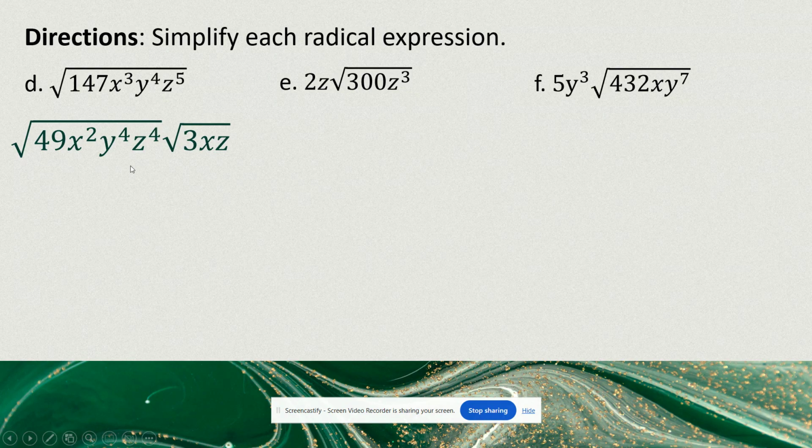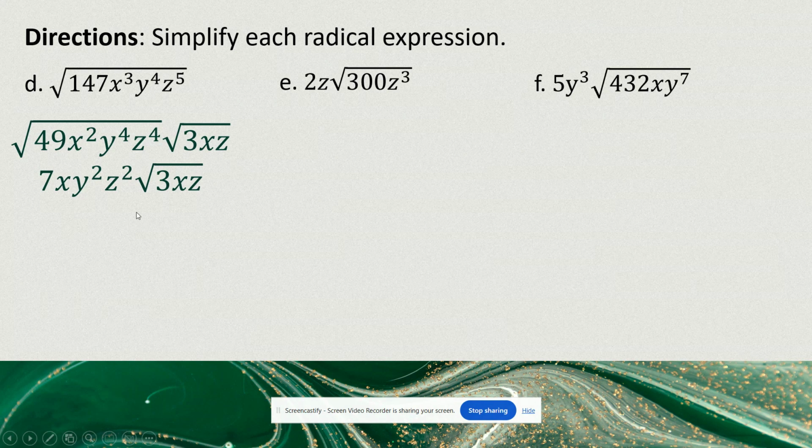So everything in this left radical I can evaluate. The square root of 49 is 7. Square root of x squared is x. Square root of y to the 4th is y squared. Square root of z to the 4th is z squared. So all of that stuff I could evaluate, and I did. This stuff is as simple as it gets, so it has to stay underneath the radical sign together, giving me a final expression of 7xy squared, z squared times the square root of 3xz.